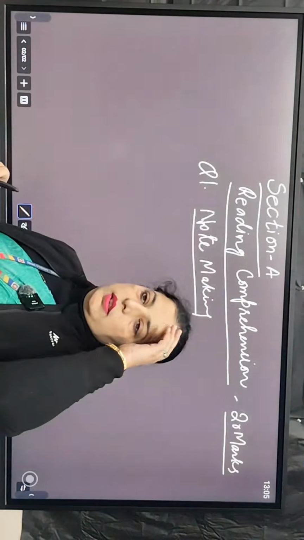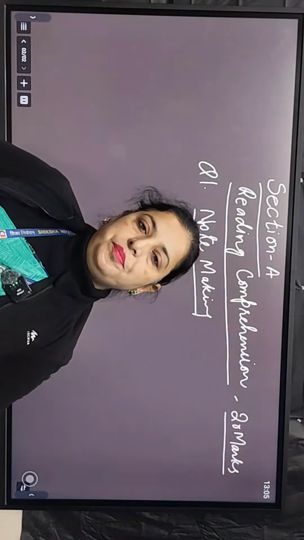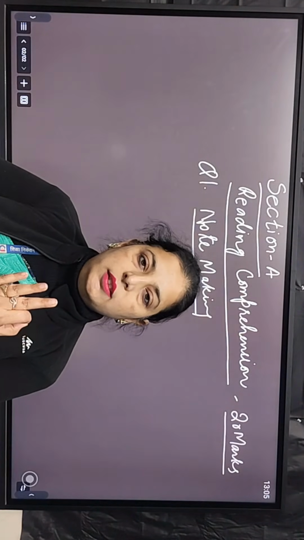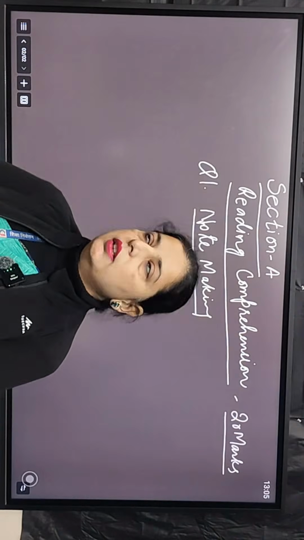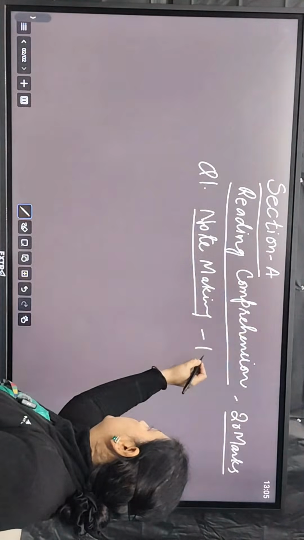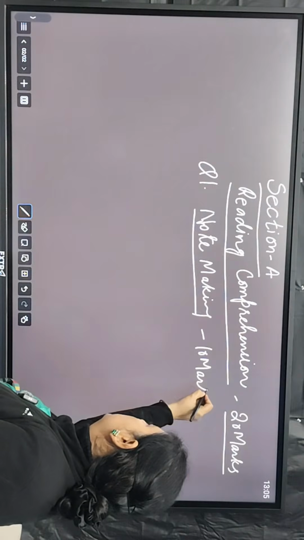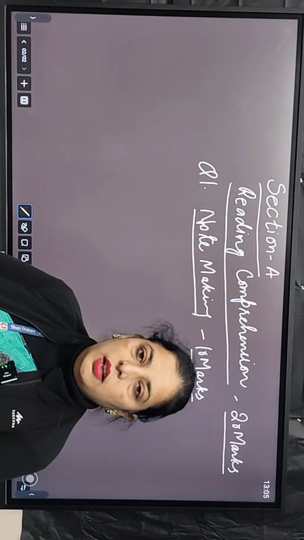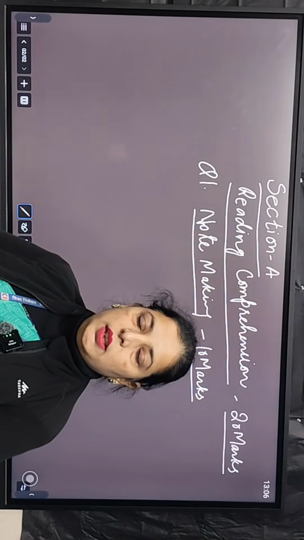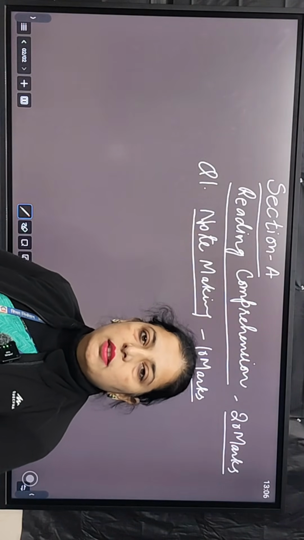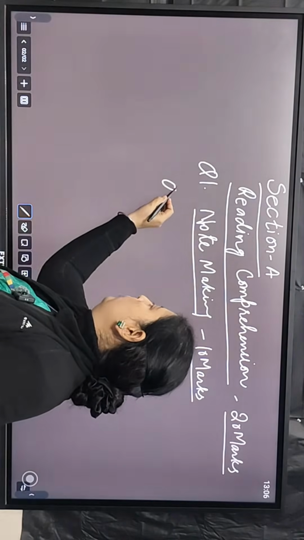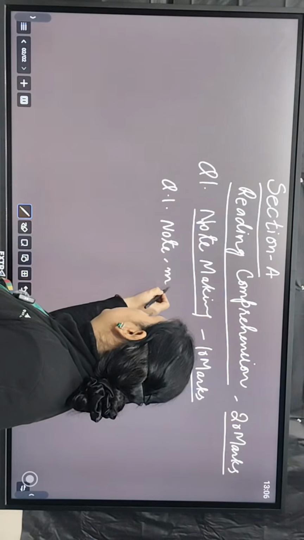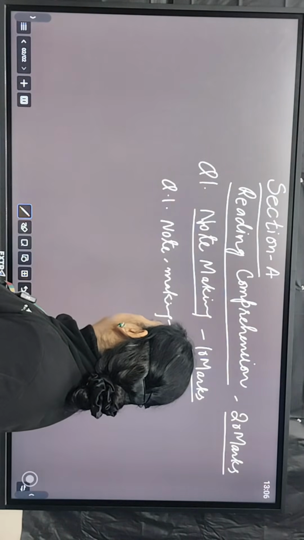So this question, note making, includes three parts. The whole question is of 10 marks. This whole question will be of 10 marks in your paper. But how will you score 10 marks out of 10? We have to give reasonable answers here. First, you have to write note making. Note making is of 5 marks.